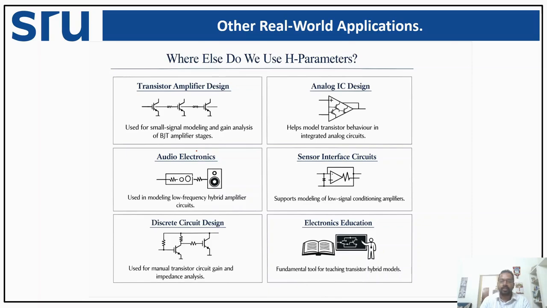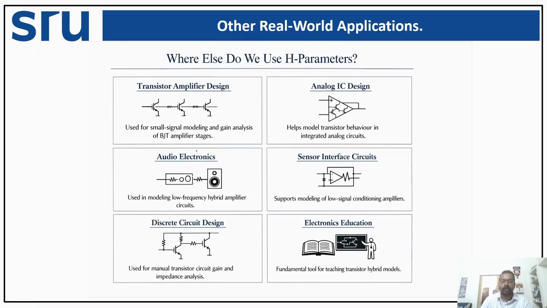Another application here is analog IC design. In integrated circuits, thousands of transistors are interconnected. Small signal models based on hybrid parameters help designers to predict the voltage gain, the bandwidth, and the stability. So this forms the basis of our analog VLSI design.